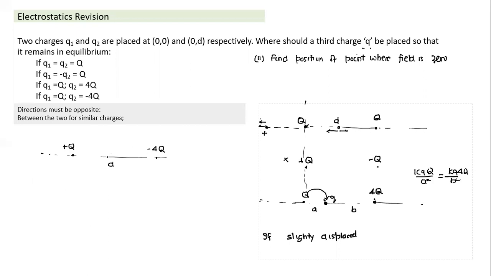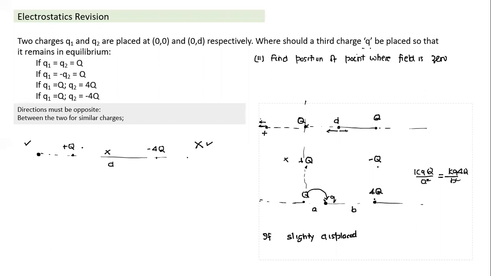When charges are of opposite sign, it cannot be anywhere in between the two, because anywhere in between the two, both forces become in the same direction. It has to be either this side or this side. Even this side is not possible. If I place the charge here, it becomes nearer to the larger charge. It has to be nearer to the smaller charge.